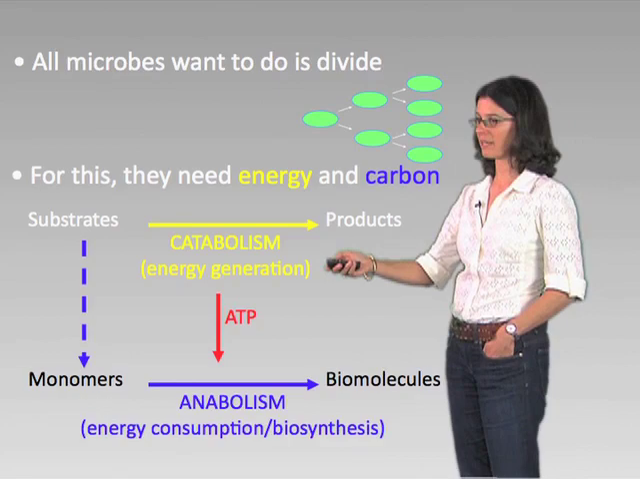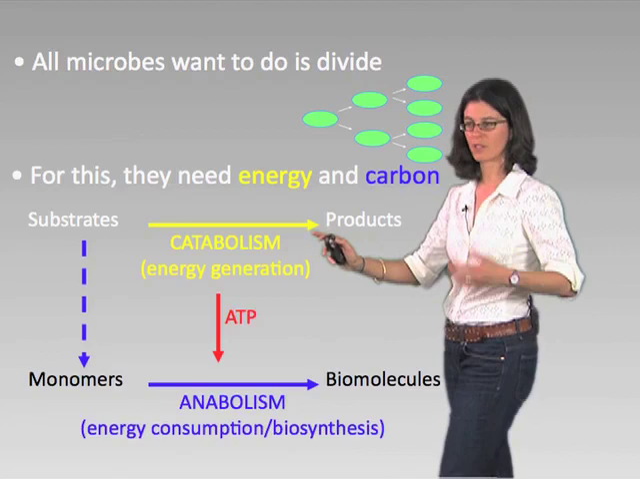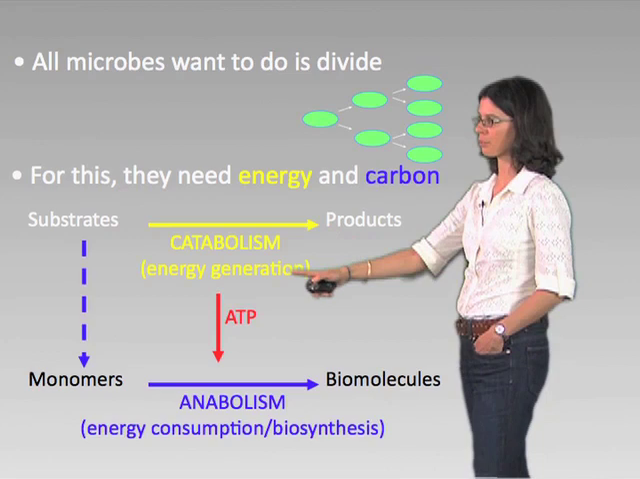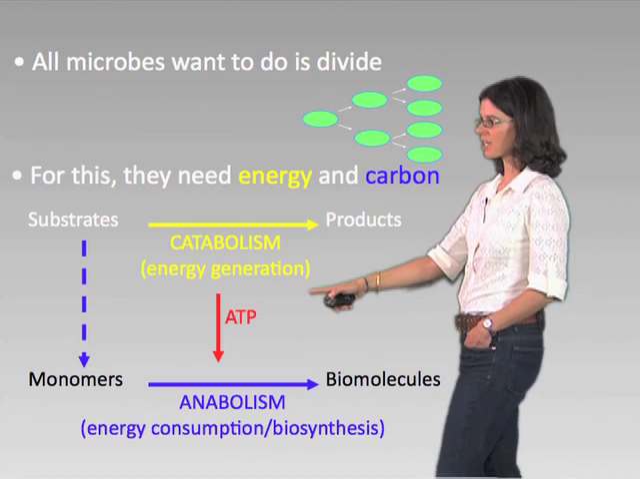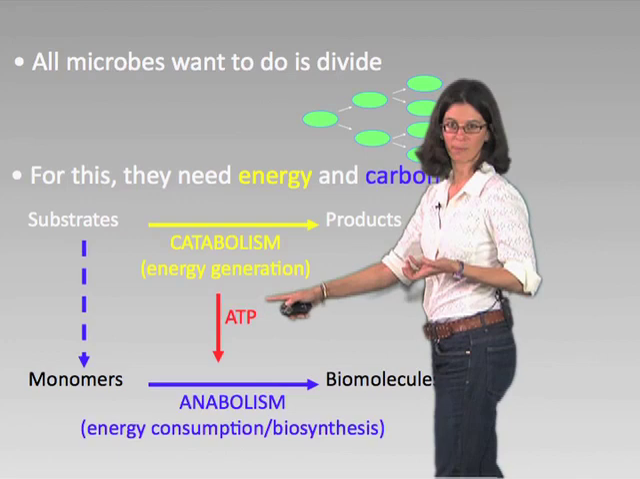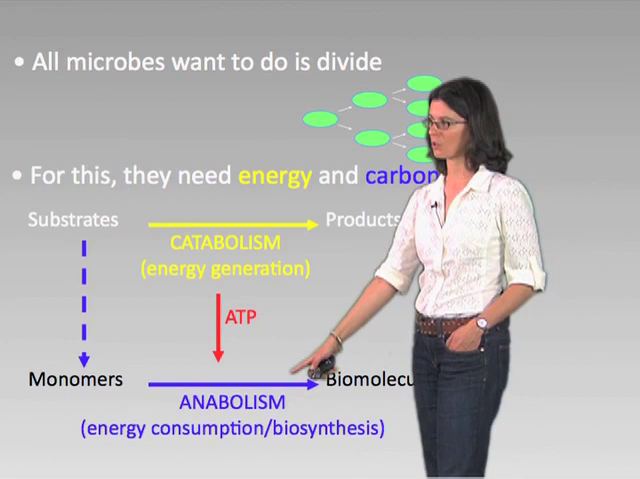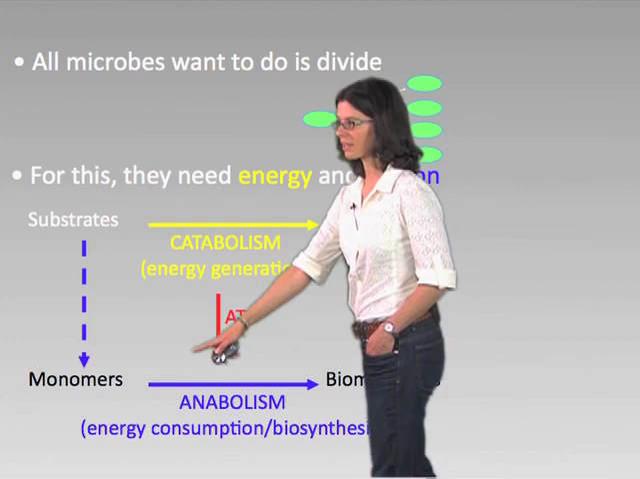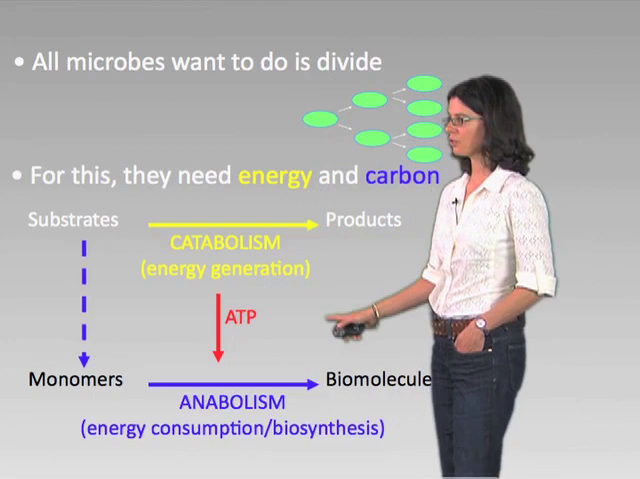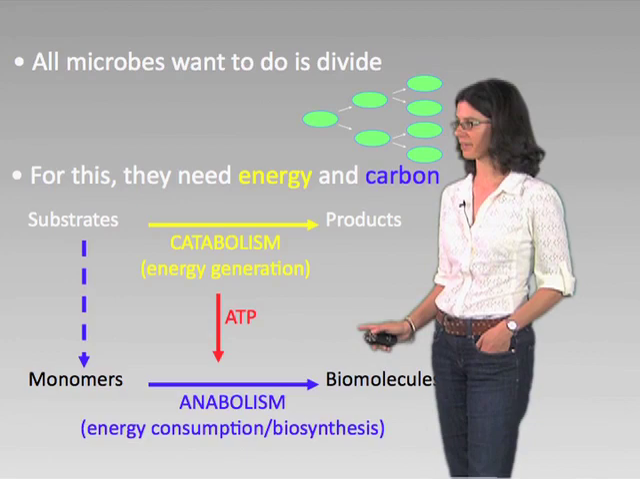This is now for the part where they're going to be generating energy. Those substrates are converted to products through catabolic reactions, or energy generation, if you will. And oftentimes we think of energy generation in the form of ATP, the most important energy-carrying molecule within the cell. Now, this part of metabolism, catabolism, is coupled to anabolism, which is the part of metabolism that is concerned with energy consumption or biosynthesis. And now down here, what we're talking about is the conversion of carbon, often in the monomeric form, to biomolecules that are far more complex, so protein, DNA, lipid, for example.